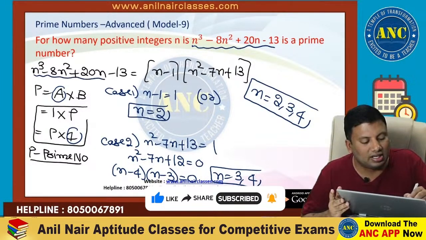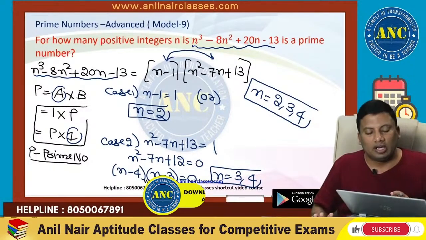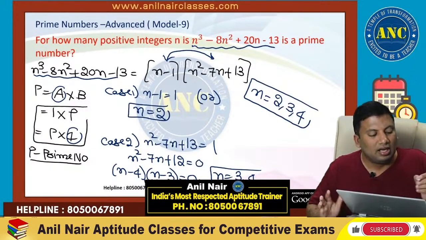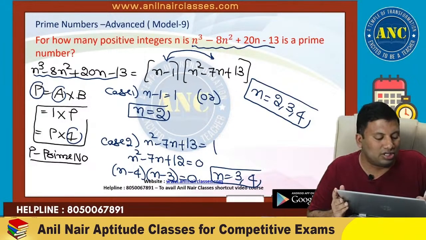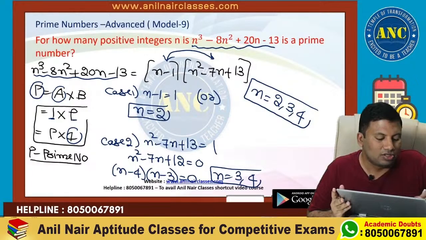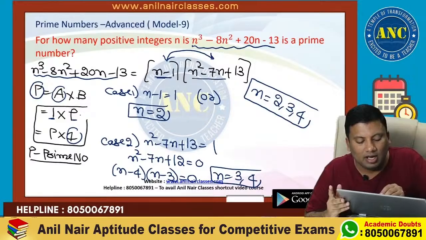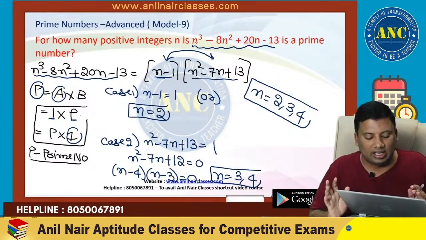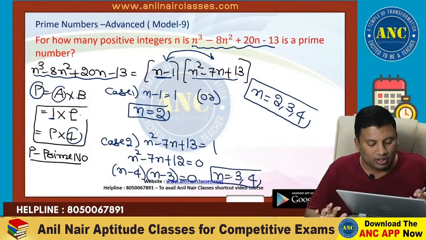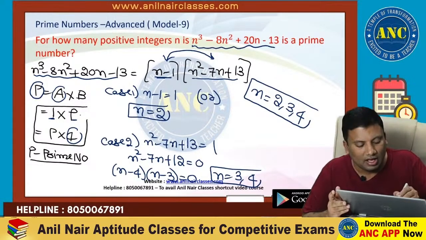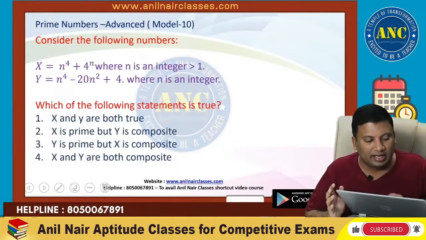The cubic expression is written as a product of two factors, that is (n minus 1) into (n square minus 7n plus 13). If this number is a prime number, it has got only two distinct factors, 1 and itself. So 1 into p or p into 1. Either n minus 1 can be 1 or n square minus 7n plus 13 can be 1. Two cases, case 1 or case 2. You can take any two cases, you will get the answer. So n equivalent to 2 or n equivalent to 3 and 4. I hope the idea is clear.